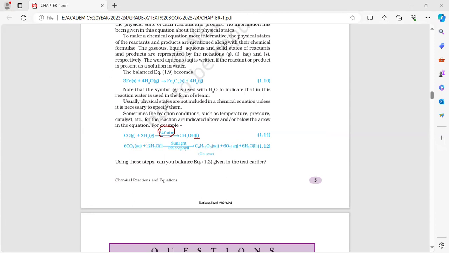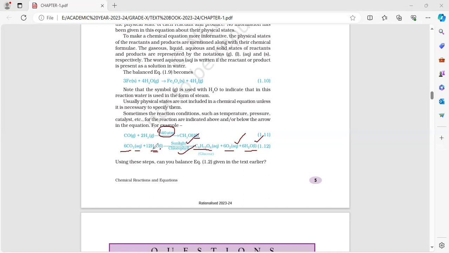Next, another chemical equation: carbon dioxide plus water. Carbon dioxide should actually be a gas, but it is dissolved, so aqueous state, plus water in liquid state. In the presence of sunlight and chlorophyll, what do we get? Glucose, C6H12O6, aqueous state, plus oxygen, aqueous dissolved state, and water in liquid state.